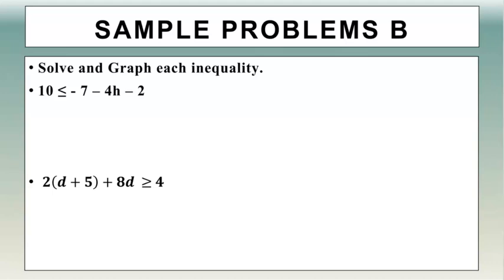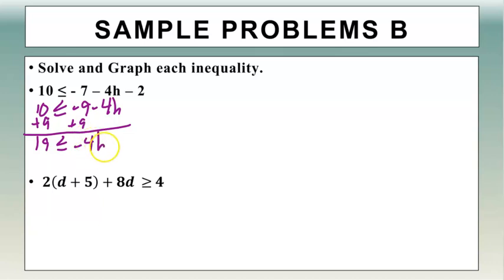Next, here we have some more multi-step problems. Here we're going to combine like terms. So we got 10 is less than or equal to -9 minus 4h. To get 4h by itself, I'm going to add 9 to both sides. You got 19 is less than or equal to -4h.